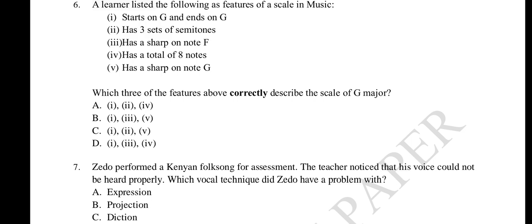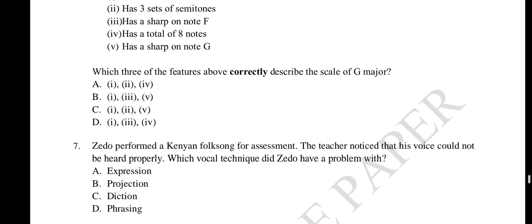We go to 3, has a sharp on F, that is correct, and the last one, has a total of 8 notes. So it is 1, 3, and 4. Yes, the correct answer is G, 1, 3, and 4. It doesn't have a sharp on note G.